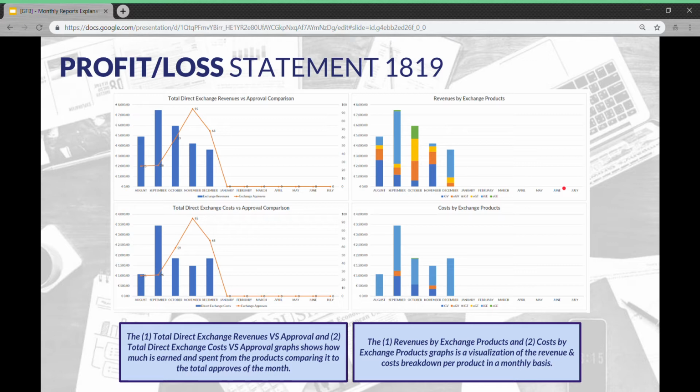Now, first part is total direct exchange revenues versus approval. Second part is total direct exchange cost versus approval, which shows how much is earned and how much is spent per approvals of the month. Meanwhile, at the side is revenues by exchange products and cost by exchange products, which is broken down per product on a monthly basis. As you can see, in terms of the size of the graphs, the one on the top for revenues, they are quite similar in size. The one at the side is just the broken down version per product. Similar idea to the one in the cost.